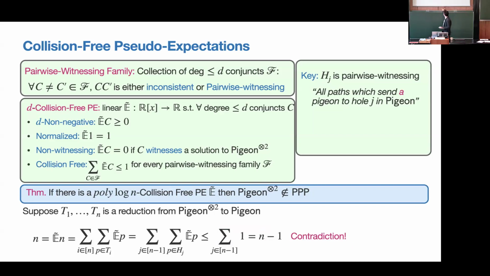So really what this is saying is that we're going to enforce that in this reduction each hole is going to get at least one pigeon. The statement we really want is that for every polylog n bound, if you can get such a pseudo expectation for every polylog n bound, then you get the consequence. It's not just for some collision freeness bound; you need it for all polylog n bounds.